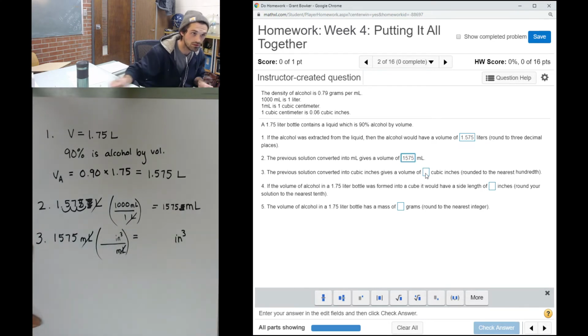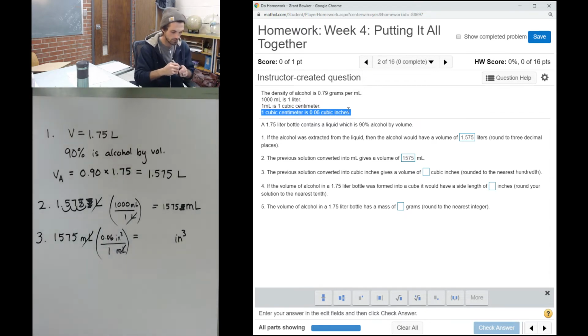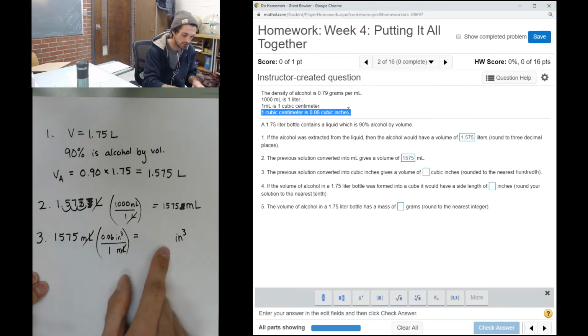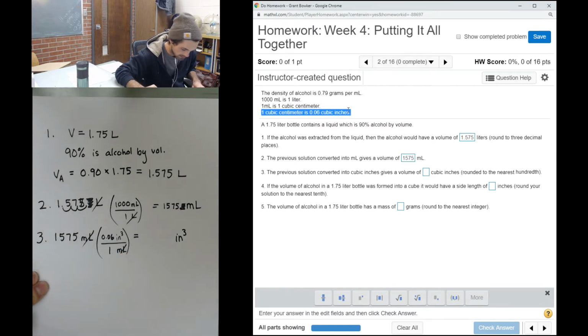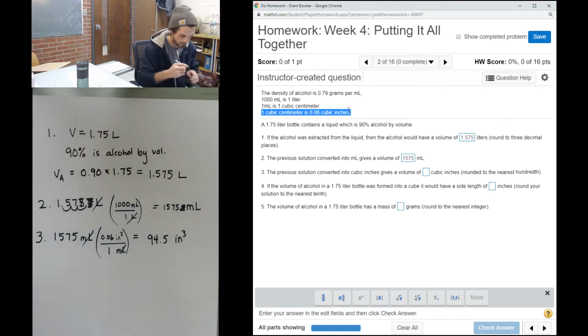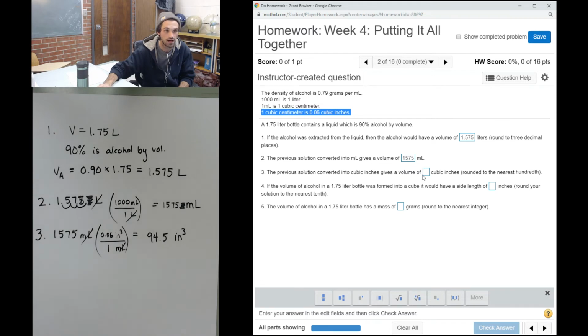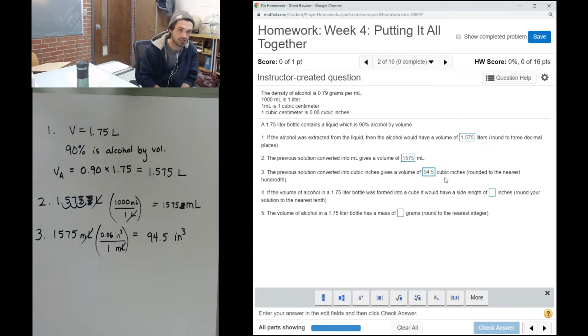And I know 1 milliliter is 1 cubic centimeter. And so that's to say a milliliter is equivalent to a cubic centimeter, and then I'm using the fact that 1 cubic centimeter is 0.06 cubic inches. So 0.06 cubic inches is 1 milliliter. So doing this multiplication will give me the number of cubic inches. So I get 1575 multiplied by 0.06, 94.5. So the volume in milliliters converted into cubic inches is 94.5 cubic inches.